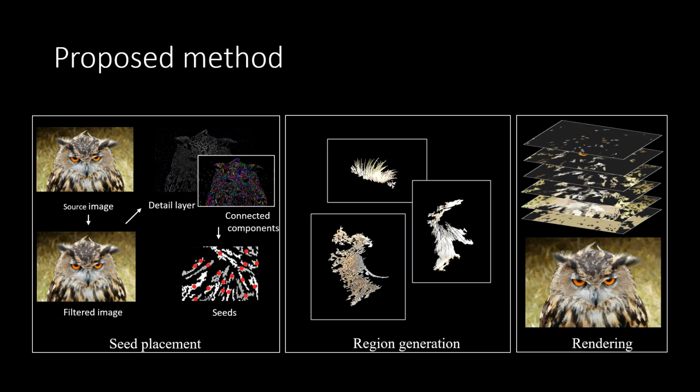In our method, regions are the key elements of the abstraction. To generate regions, we use a growth approach guided by local colors. Our proposed method has three main steps: seed placement, region generation, and rendering. Let's look at each step in more detail.